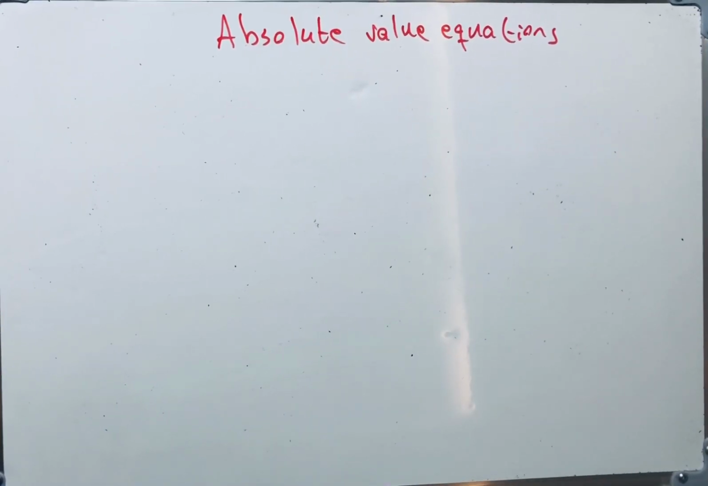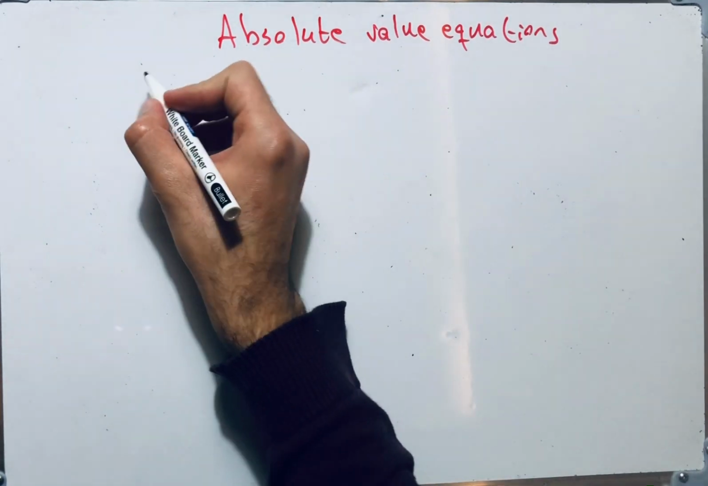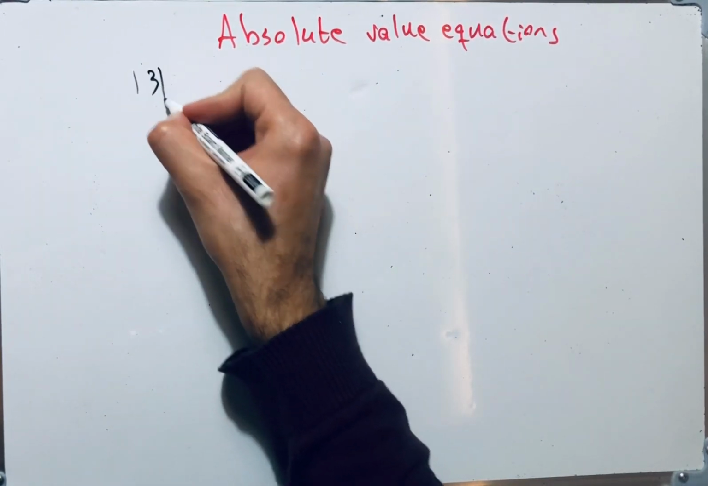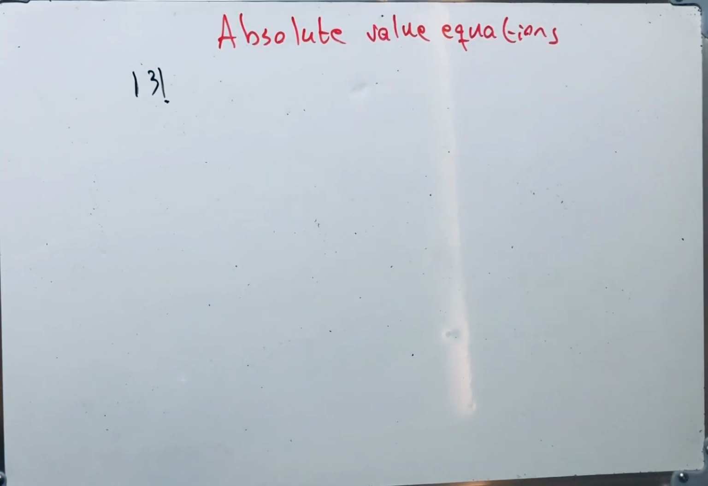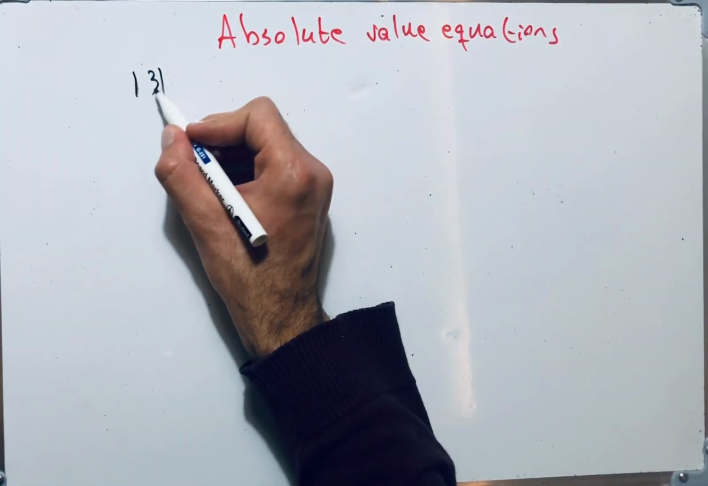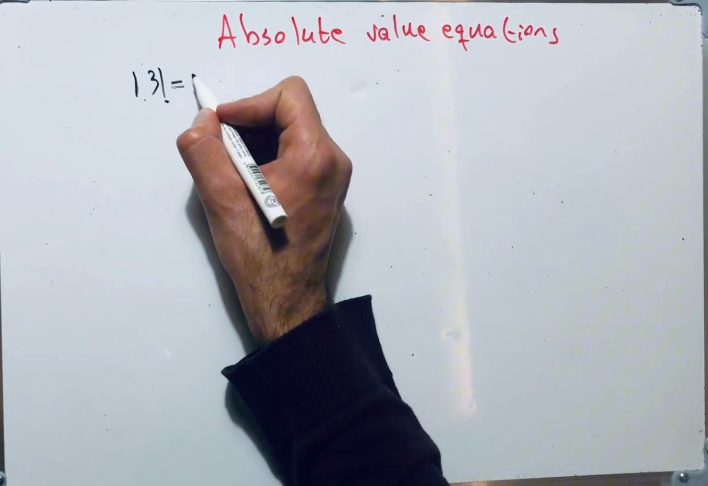Hello everyone, in this video we're going to be talking about absolute value equations. So first things first, what is an actual absolute value? Well, you see these two vertical lines, we actually put them around the number. So this is always going to output a positive number, so the absolute value of 3 is 3.